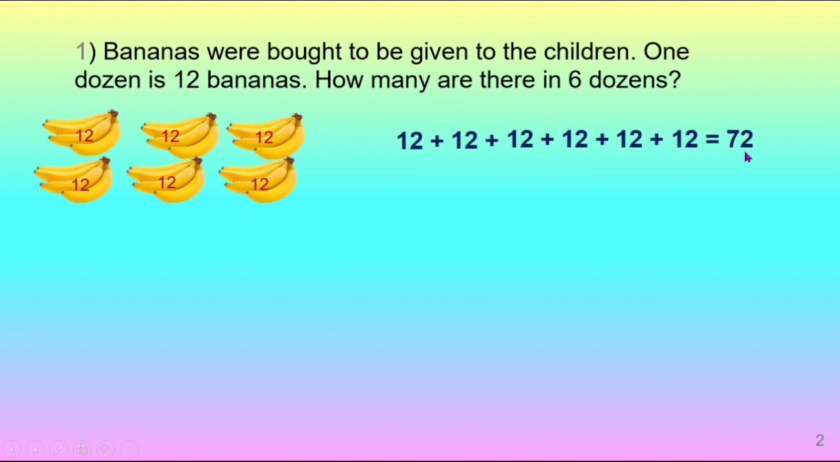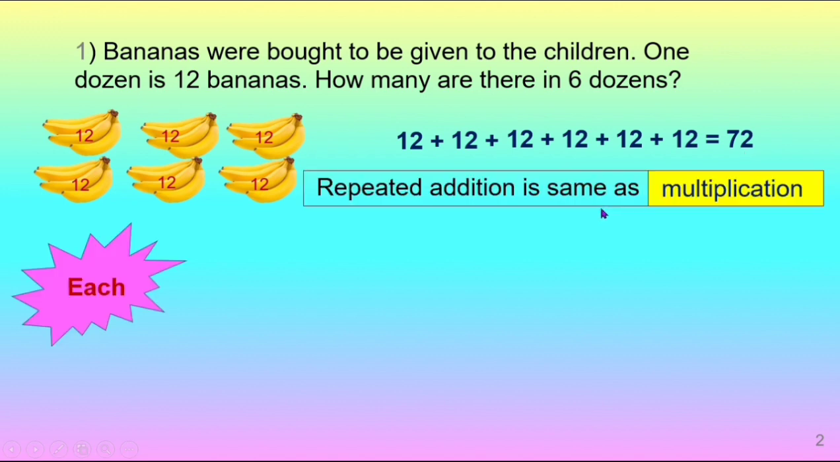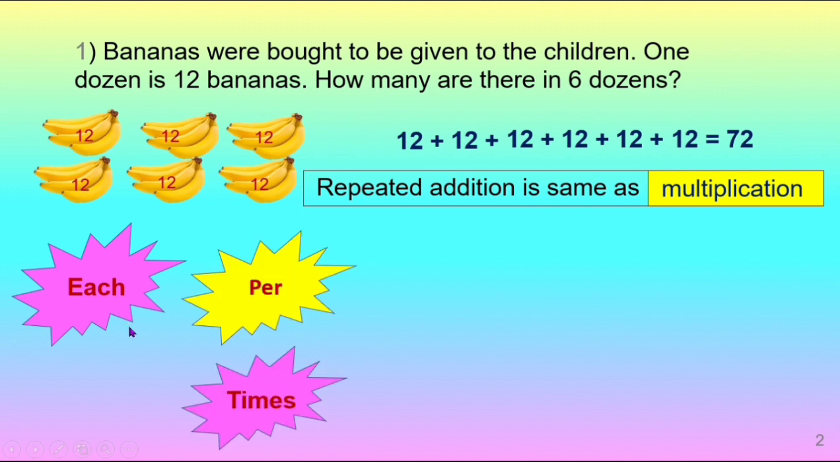But when you add many times, we call it repeated addition. So repeated addition is same as multiplication. There are some words which indicate it is multiplication, like each, per, times, 1. In our particular sum, the word 1 has been highlighted. So 1 dozen is 12 bananas. So you have been given the value for 1. You need to find the value for many.